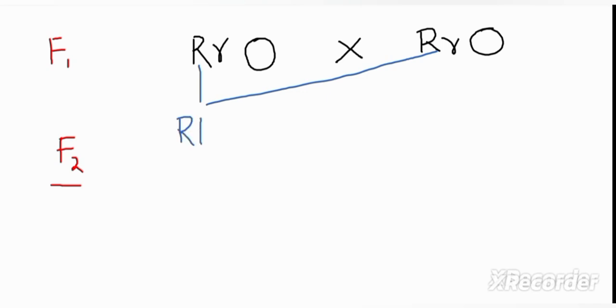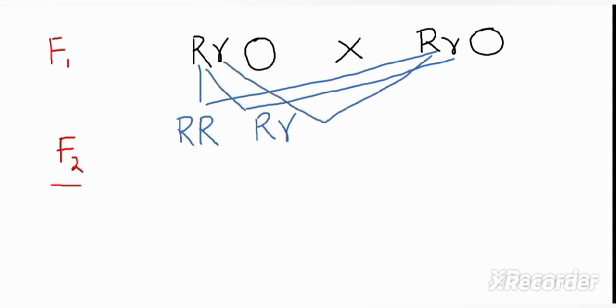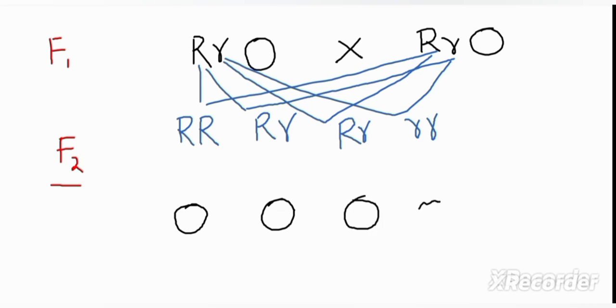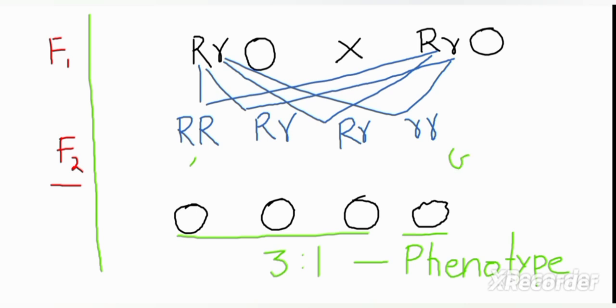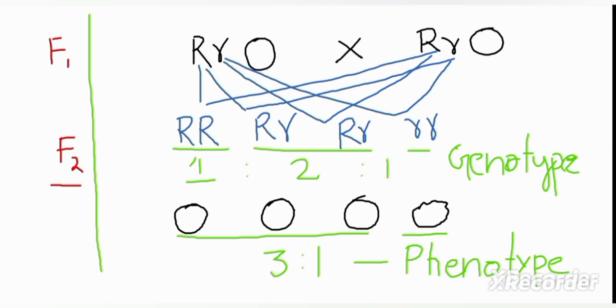Here you can see that capital R is pairing up with capital R and small r. Similarly, small r is pairing up with capital R and small r. And phenotypically, 3 round seeds and 1 wrinkled seed appeared. So phenotype is 3:1. And genotypically, 1 is homozygous round, 2 are heterozygous round, and 1 is homozygous wrinkled. So here genotype is 1:2:1.